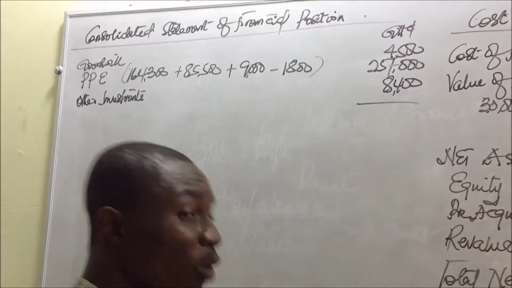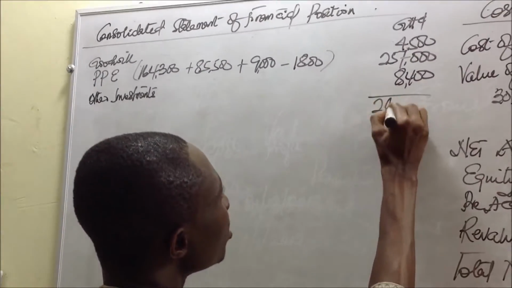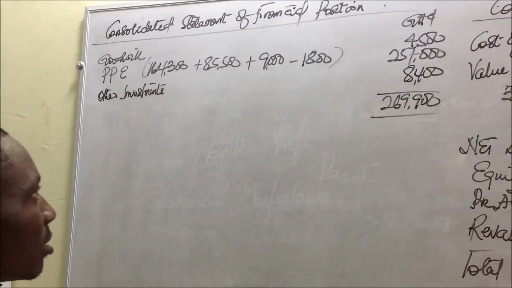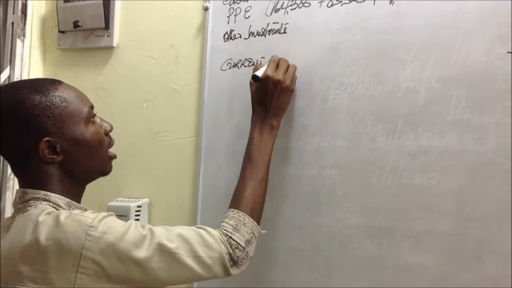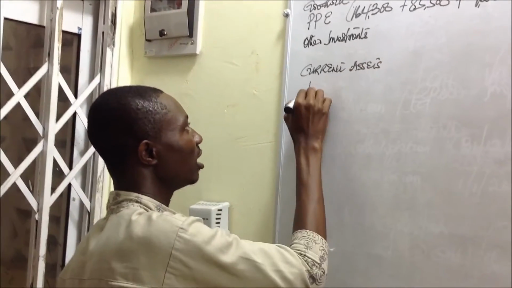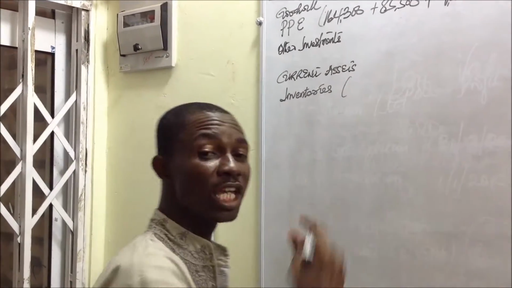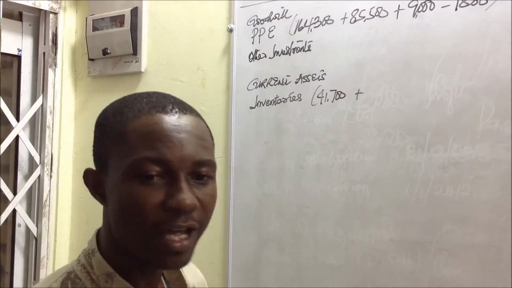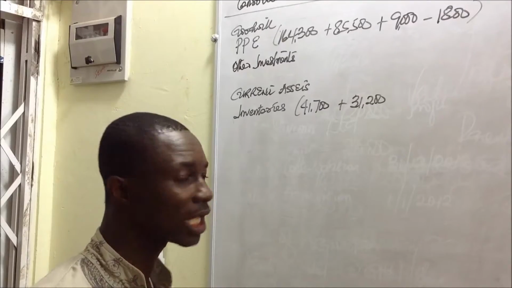Let me just put this together before I move on to the current assets. So the total will give us 269,900. I'll single underline because I'll be adding my current assets to it. So let me come on to my current assets. Of course, here we have inventories. How much is the inventory of the parent? How much is the inventory of the sub? Inventory of the parent is given as 41,700. Inventory of sub is given as 31,200. So we put the two together and we get a total.